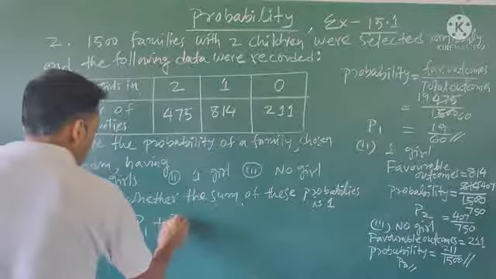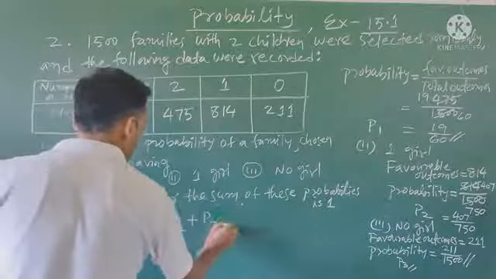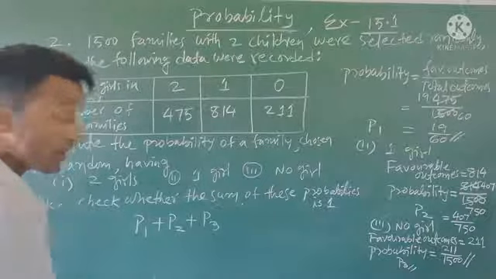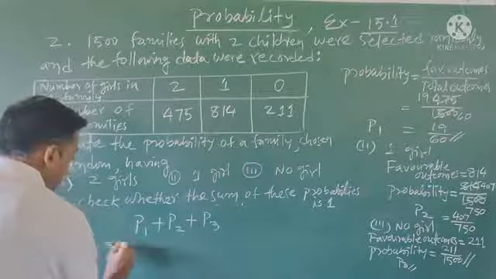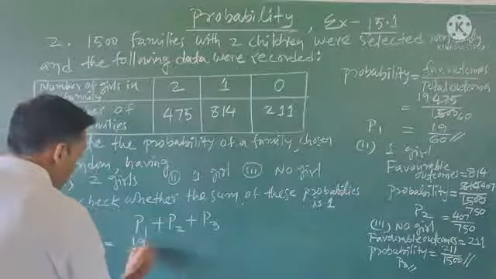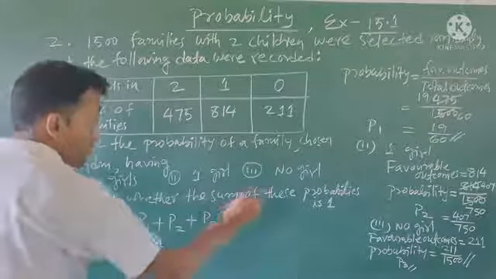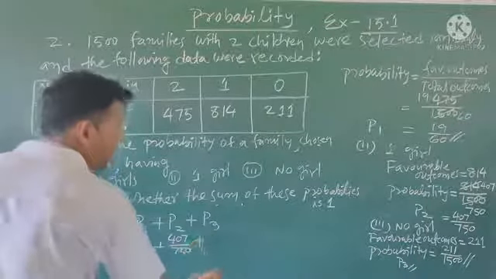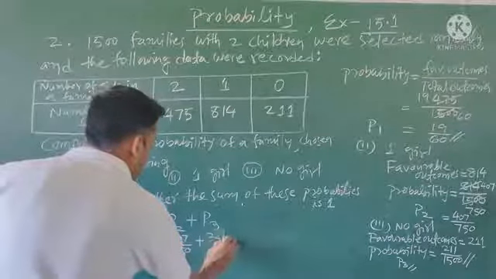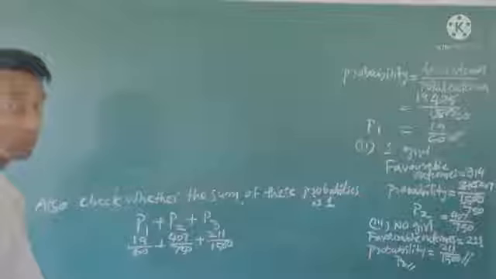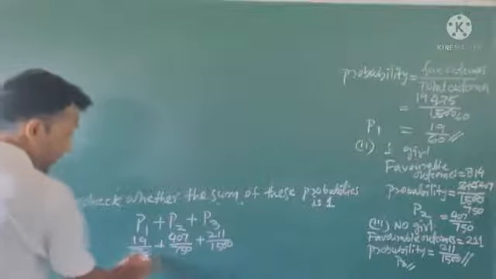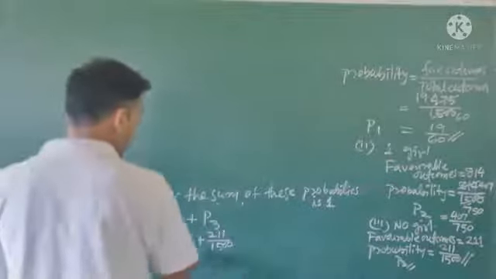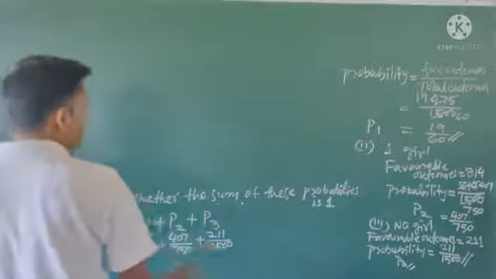Probability 1, probability 2, probability 3. Find the sum. Is their sum 1? We will check now. Probability 1 is 19 by 60. Probability 2 is 407 by 750. Probability 3 is 211 by 1500. Let's see the denominators: 60, 750 and 1500. Now you have to find out the LCM of these three.